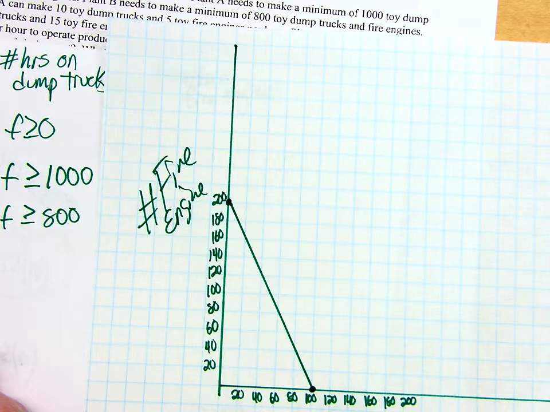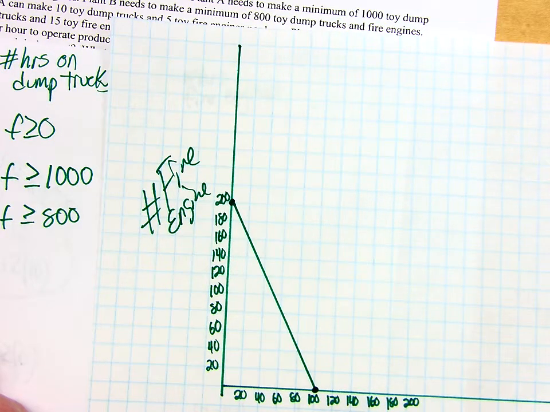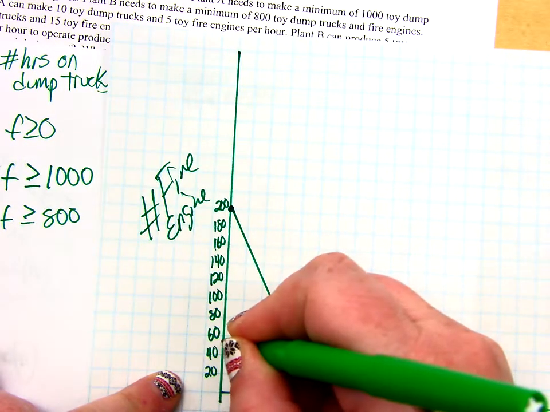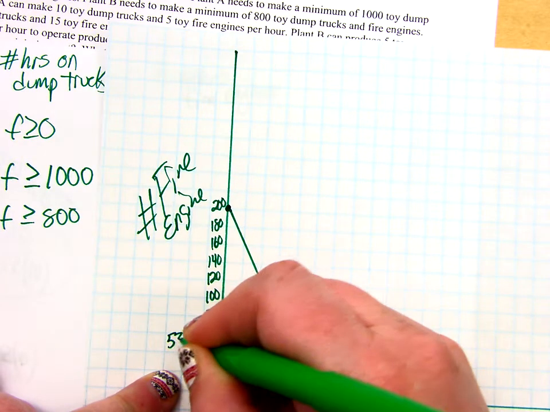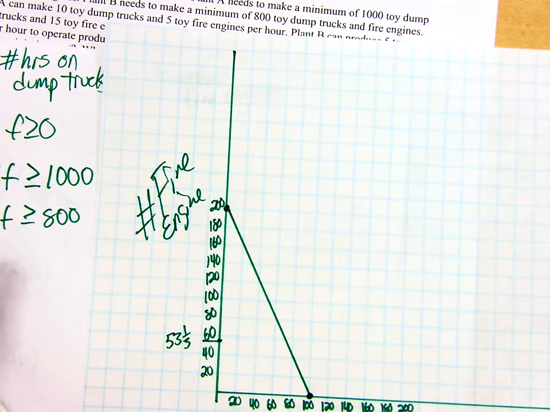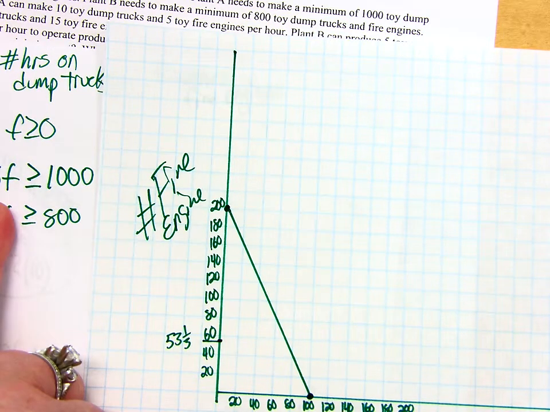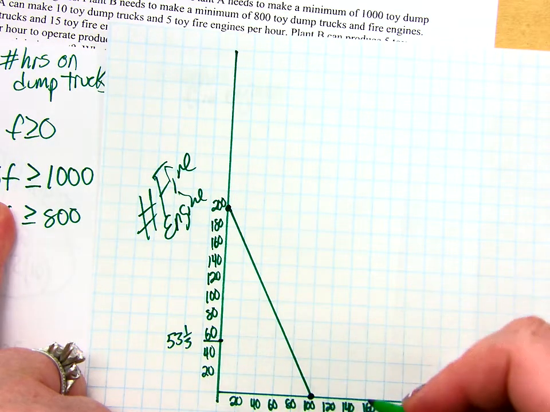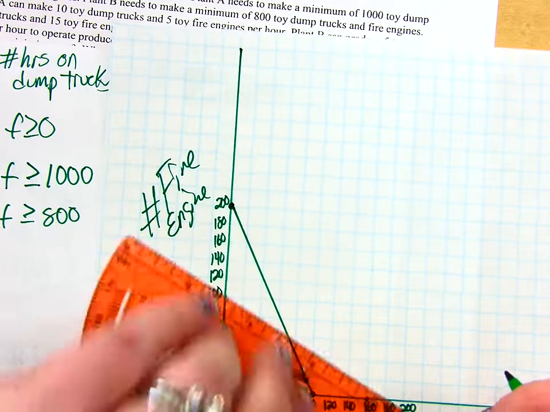Then 800 divided by 15 is, oh, it doesn't come out nice. Well, that's annoying. 53 1/3. Ugh. If I plug in 0 for D, 53 1/3. I'm going to mark it here, 53 1/3. And plug in 0 for F, 800 divided by 5 is 160. So I'll connect these two.